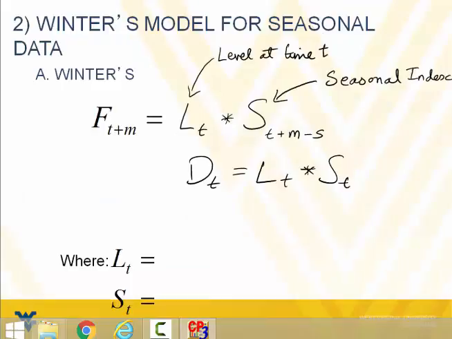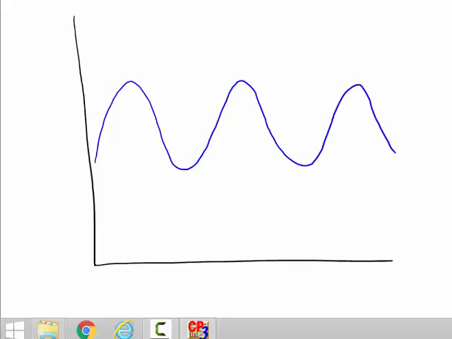So I have a time series that goes something like this. Clearly there's a seasonal pattern over here, right? The level or the average of this time series, let's say, is 100. And the peaks will be 120 and the valleys will be at 80. So that's the demand at the peaks and the valleys.